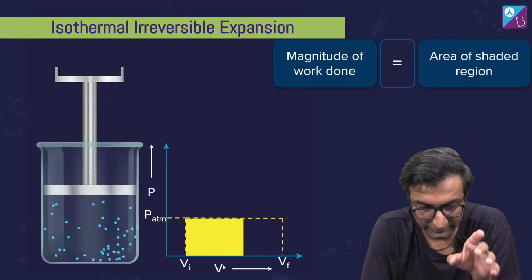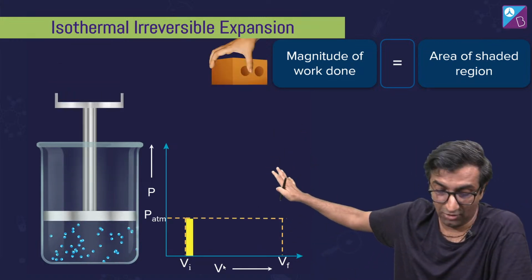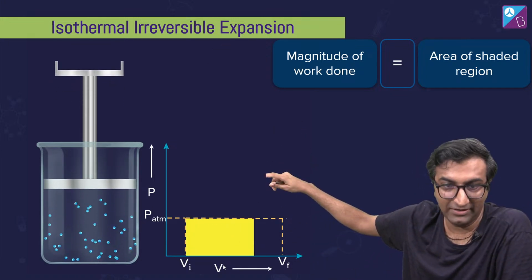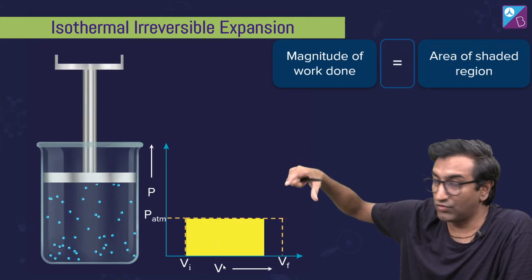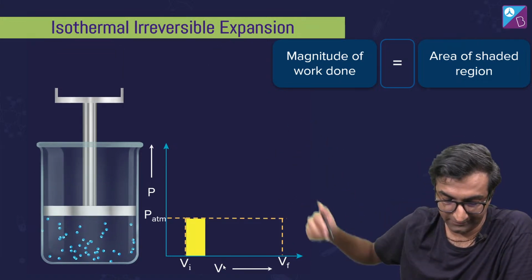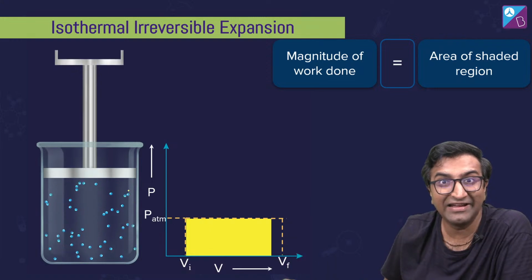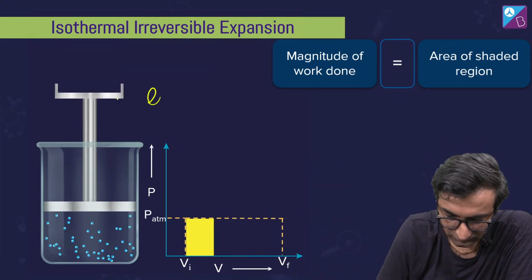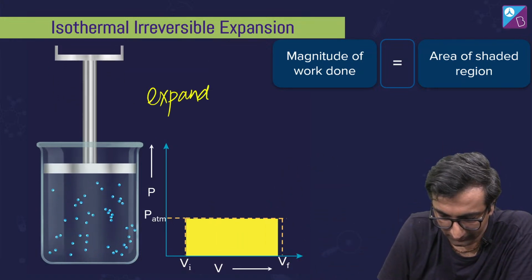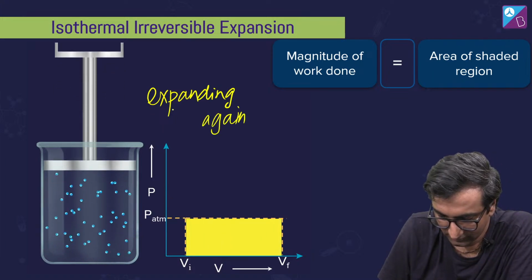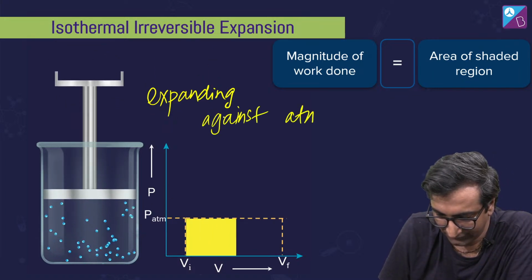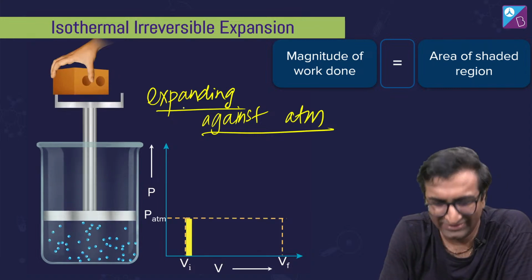So, and please pay attention, this is extremely important, okay? What is happening here is isothermal irreversible expansion. जो ईंट थी मैं ईंट को हटा रहा हूं. Okay. So this gas is expanding against the atmosphere. I'm going to write that. Against the atmosphere.